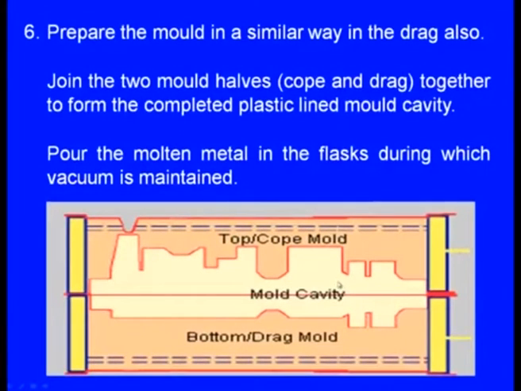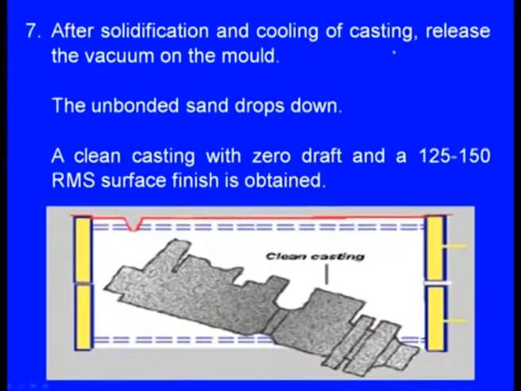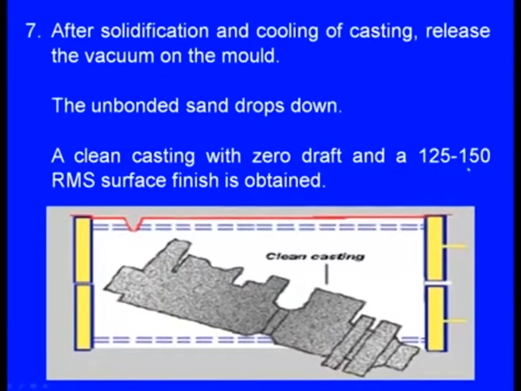So, this continues, vacuum continues till the solidification is over, and after solidification and cooling of the casting, release the vacuum on the mold. Then what will happen? The unbonded sand will be dropping down. A clean casting with 0 draft and a 125 to 150 RMS surface finish will be obtained. So, this is the finished casting. So, these are the important steps involved in the vacuum sealed molding process.